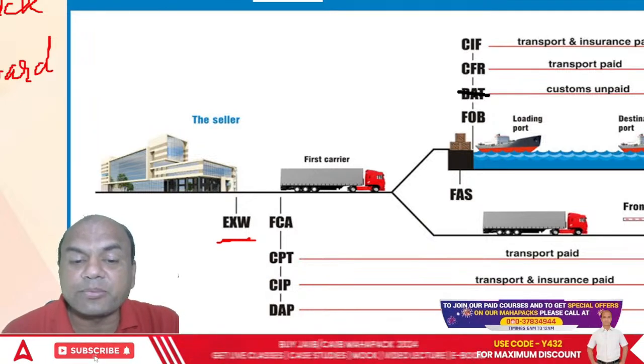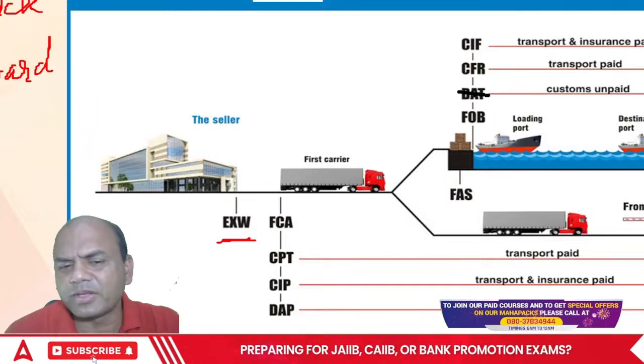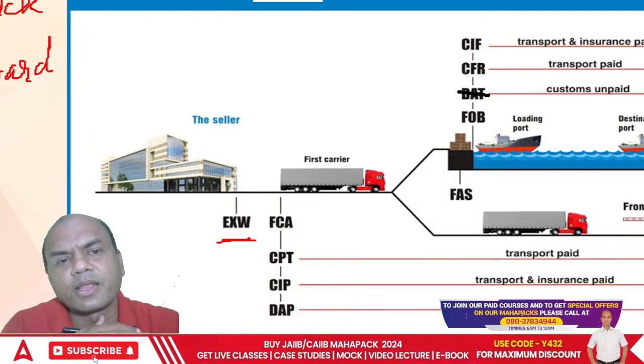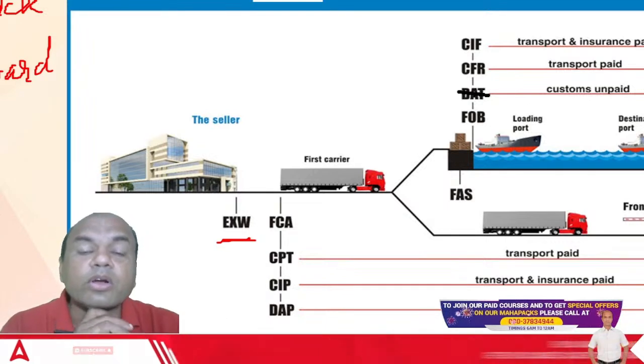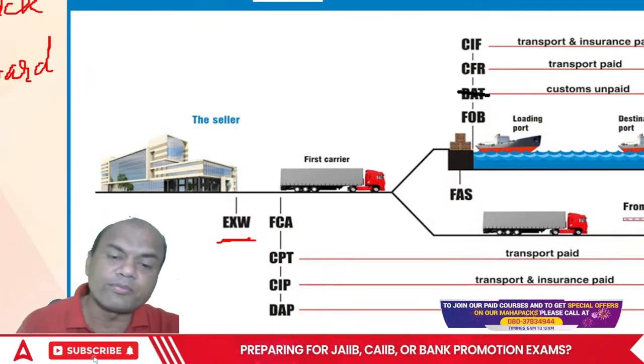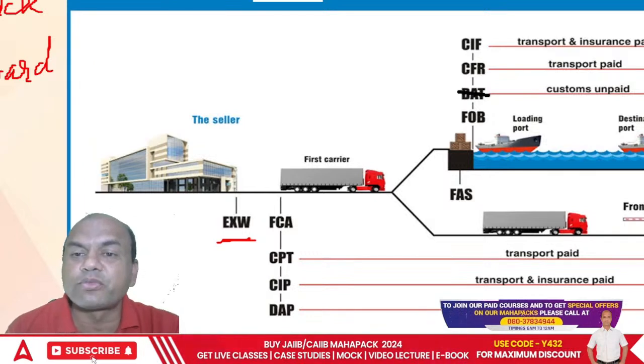Next one is CIP, cost insurance paid. Now what is this? Logically, tell me. This will be equal to what? Type in the comment section. This will be equal to what? Everyone. This will be equal to, yes, CIP will be equal to CIF.